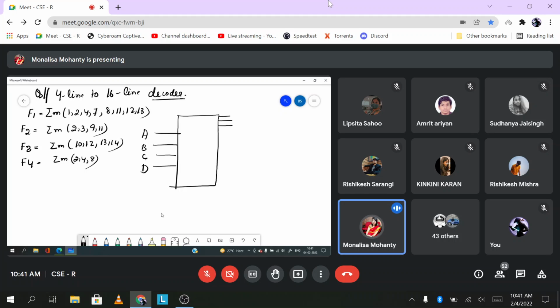0, 1, 2, 3, 4, 5, 6, 7, 8, 9, 10, 11, 12, 13, 14, 15. Then simply you need to take the values for which your mean terms are present. Say F4. F4 is present for 2, 4, 5, 6, 7, 8. Pass it through the OR gate and this is your F4. Similarly, F3 is 10, 11.